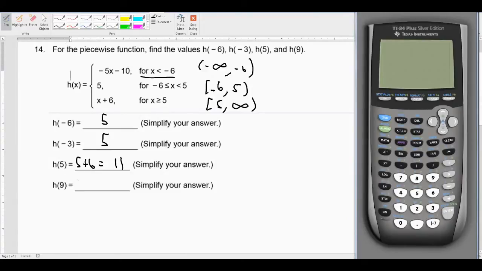So for h of 9, we're going to use that same piece of the function because 9 is greater than 5. And so for that case, we're going to use x plus 6, replace the x with the 9, and find 9 plus 6, which is 15. And that's all it is. These domain restrictions are the most important part of a piecewise function when it comes to finding function values.